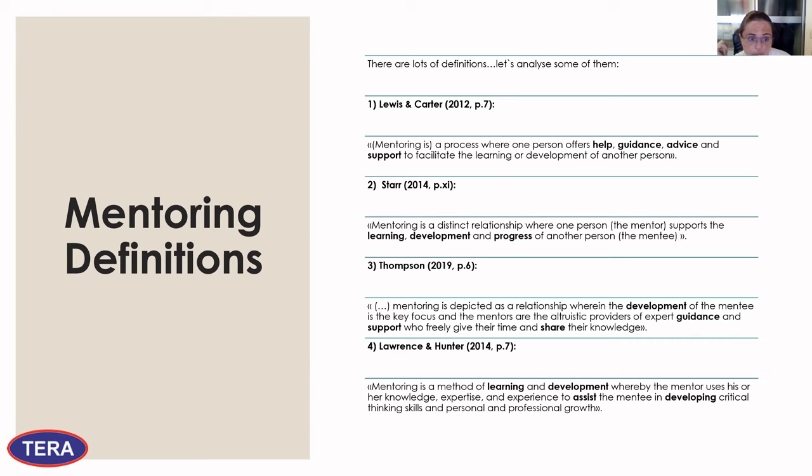Remember the curriculum development? See what are the needs of the students? This is what they need. Help, guidance, advice, and support. Okay, number two, mentoring, distinct relationship where one person, the mentor, supports the learning, development, and progress of another person. Okay. This is what teachers should do. They are the mentors. We are the mentees as students. We need to learn, develop, and progress.